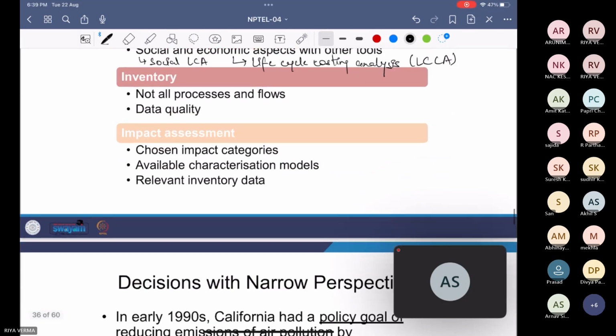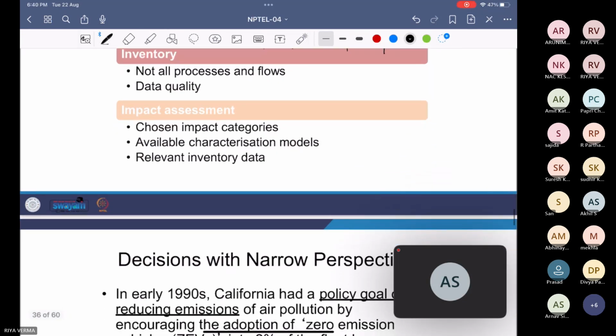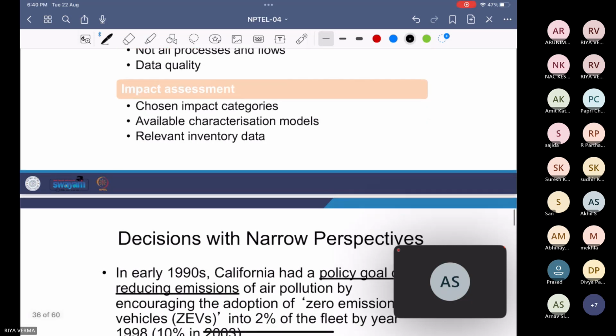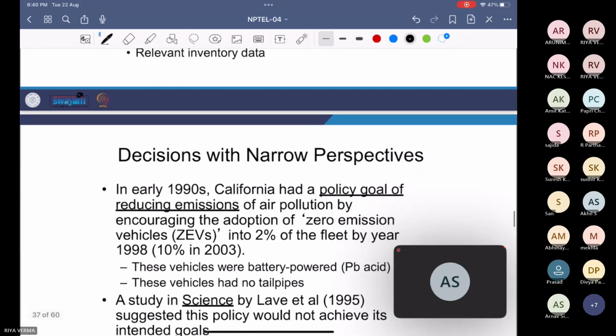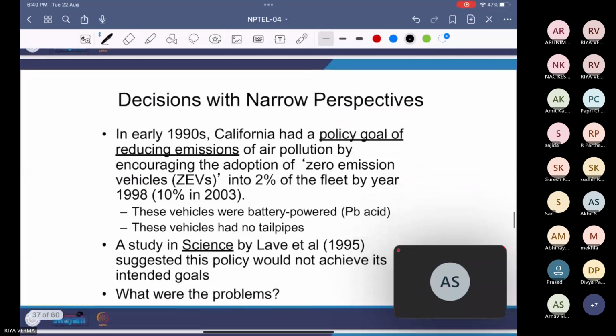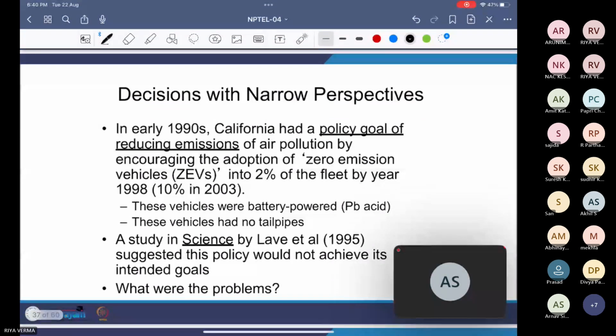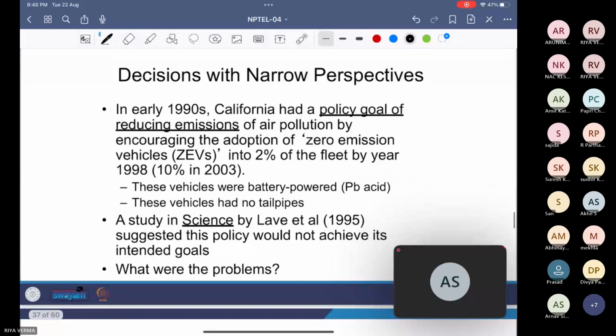And for the impact assessment, the chosen impact categories are very important, and we have certain available characterization models that we can use only. And there's a limitation of relevant inventory data. Every time it is not possible to have all the data that is needed to perform the LCA exercises. So, decisions with narrow perspective. This is also a case of problem shifting that we just read.